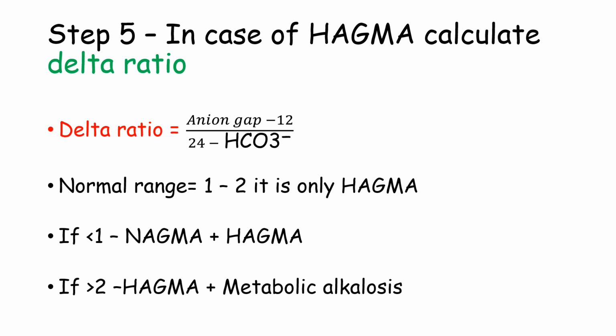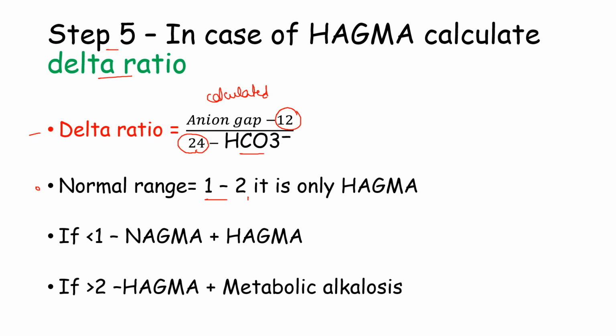So the next step, step 5, will be to calculate the delta ratio. The delta ratio is anion gap minus normal anion gap, that is 12, so anion gap calculated minus 12, upon 24. 24 is the average normal bicarbonate minus the bicarbonate that is given in the question. So if we find the delta ratio, then the normal range is between 1 to 2.